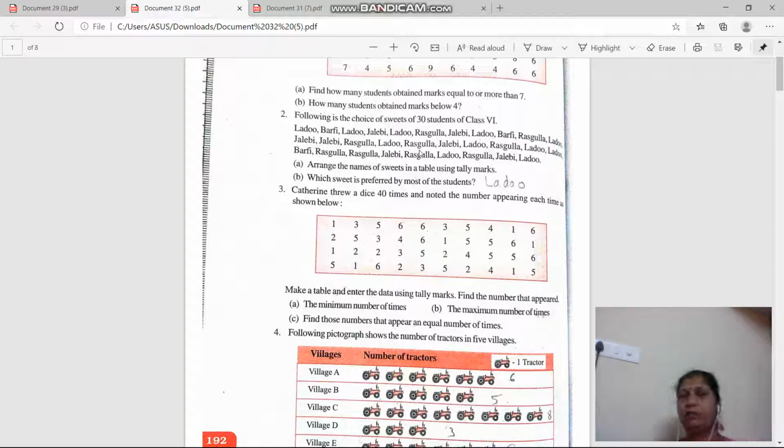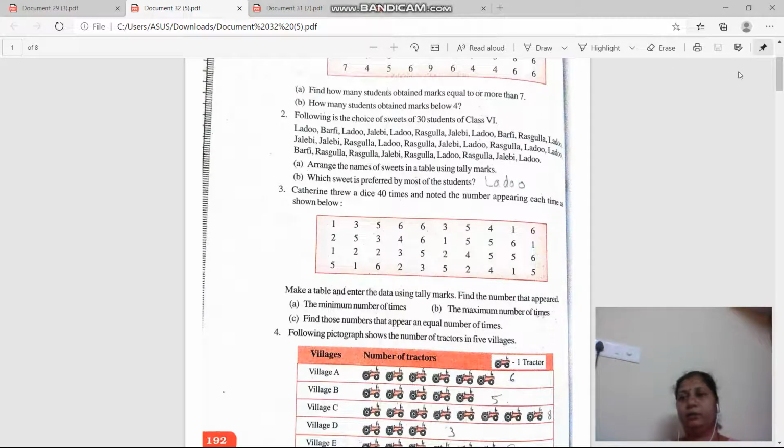First, in the first column, we have to write the names of sweets. In the second, there are tally marks. Okay, and the next is number of students. And by systematically representing it, you can get organized data. Get it? Okay, fine. Now we will see the fourth one.